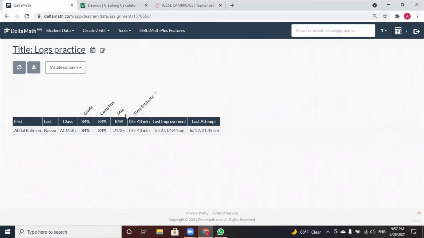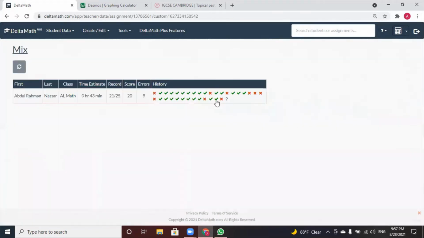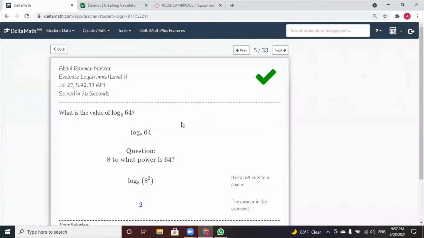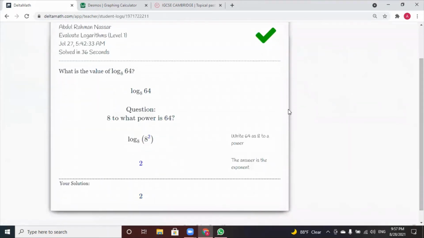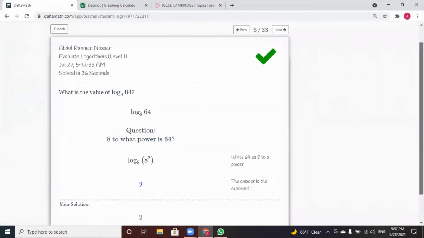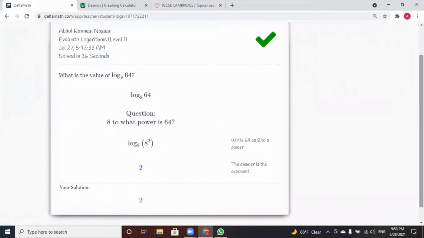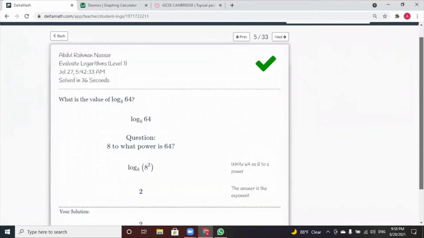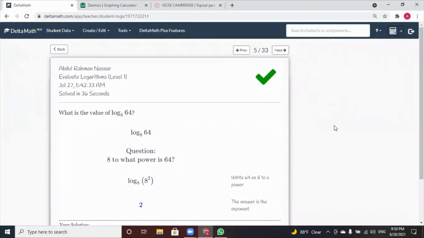And I can actually check his individual performance on each question. So for example, I can take a look at how many seconds or minutes he spent solving a question and whether he got it right or wrong. So this is one example of a question that Abdurrahman solved correctly, and so on and so forth. So this allows me to monitor student performance and assess where they are in terms of conceptual understanding and being able to apply the concepts taught in class.